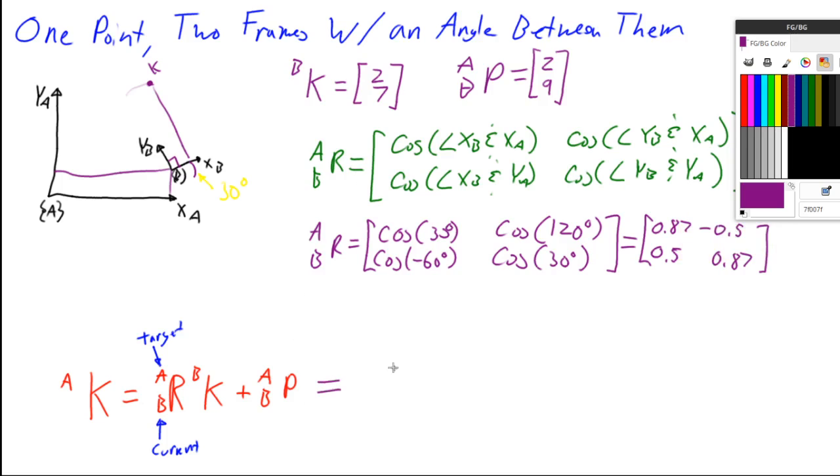So what this comes out to be, well, we're going to have a rotation matrix here, multiplied by our point in frame K, plus the position of B in A.